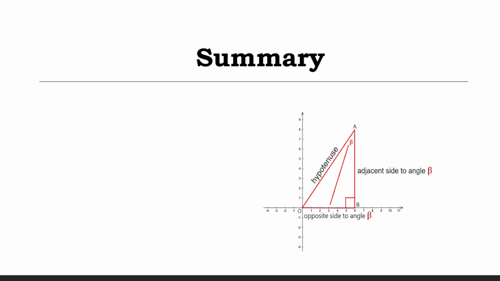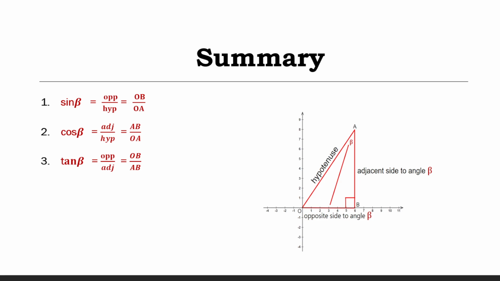And the same can be done with the focus now on angle beta to say sine beta is equals to the opposite side of angle beta divided by the hypotenuse side, and that equals to OB over OA. The cosine of beta is equals to the adjacent side to angle beta divided by the hypotenuse, which is equals to AB over OA. The tangent of beta is equals to the opposite side of angle beta divided by the adjacent side to angle beta, which gives us OB over AB.